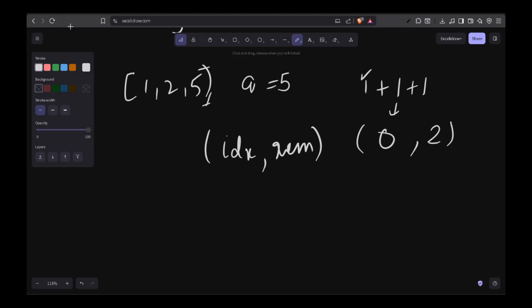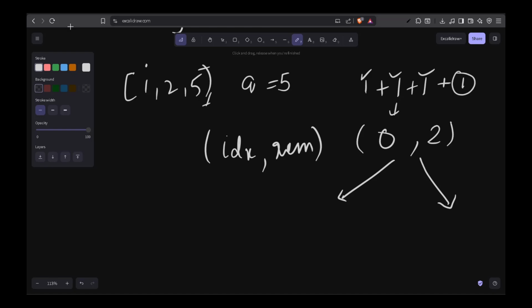Because we have only used 1 till now. That means we have never left the 0th index, right? So that means at this point we have two options. Either we keep on using 1, that means add another 1 to it, right? We can do that.